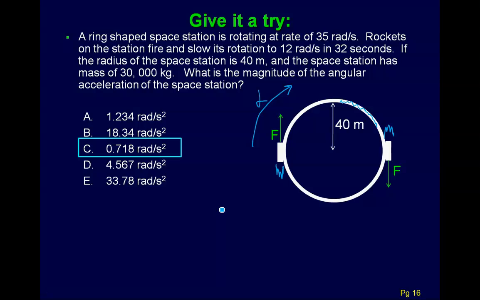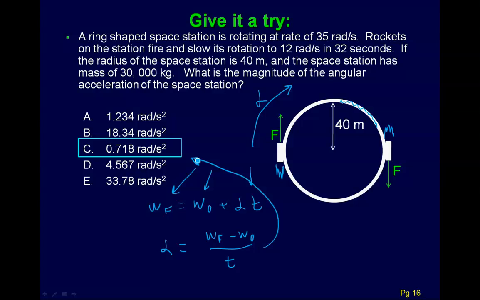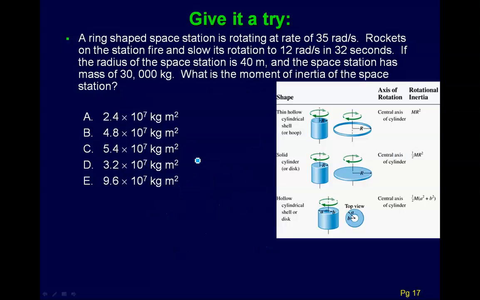All right, this one we could have done a little while back, and so this answer is C, and basically it's taking one of our kinematic equations, this guy right here. So we know the initial and the final angular velocity, and we know the time. And so alpha is just going to equal omega final minus omega initial divided by the time. And when you plug that in, you get the 0.718 radians per second squared. So the next part of this multi-part question is to find the moment of inertia of the space station. So think about this one and see what you come up with.